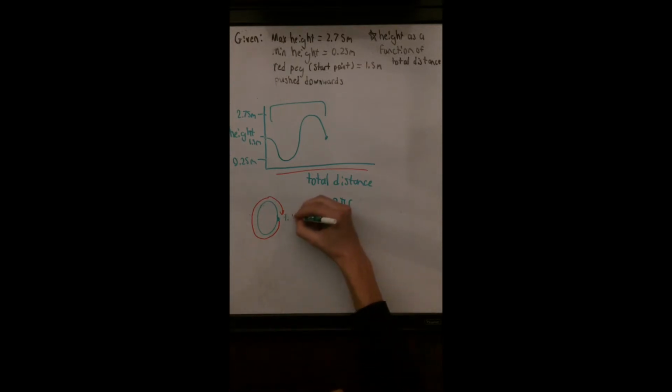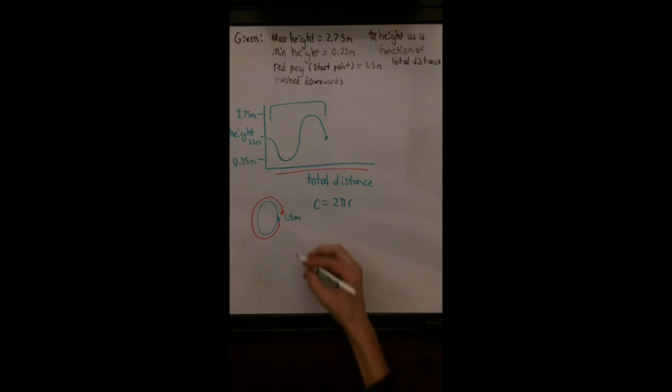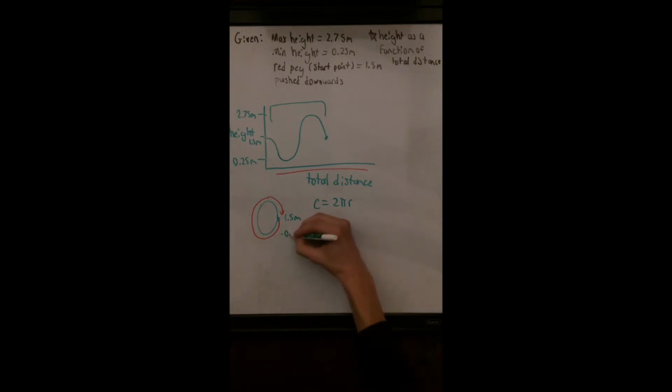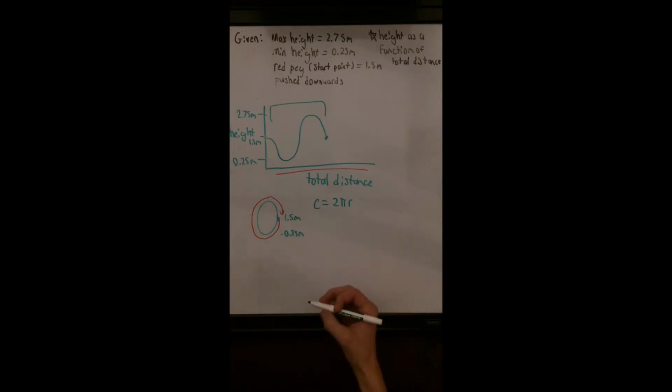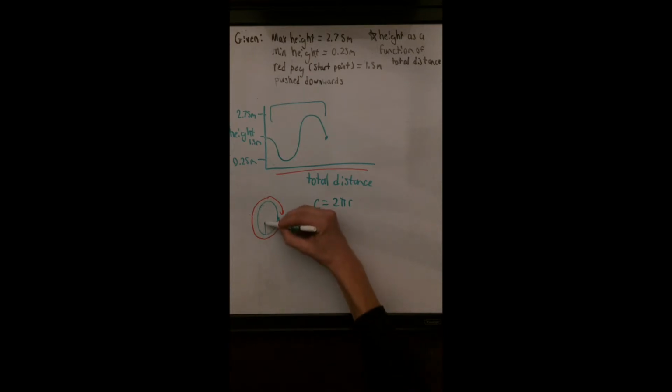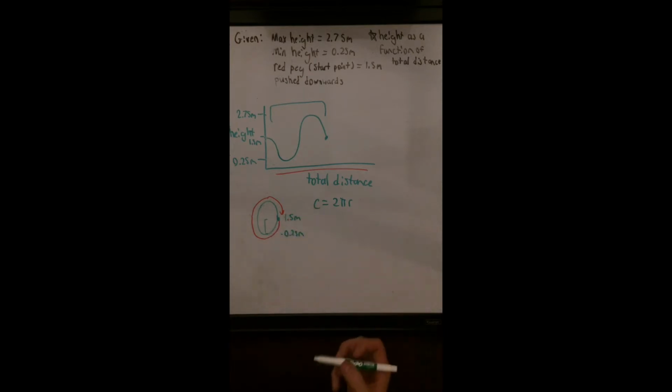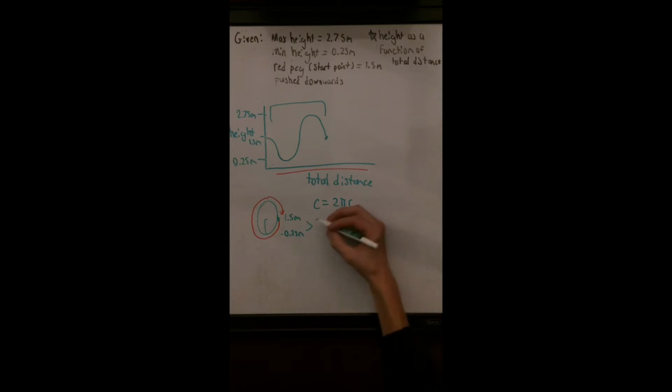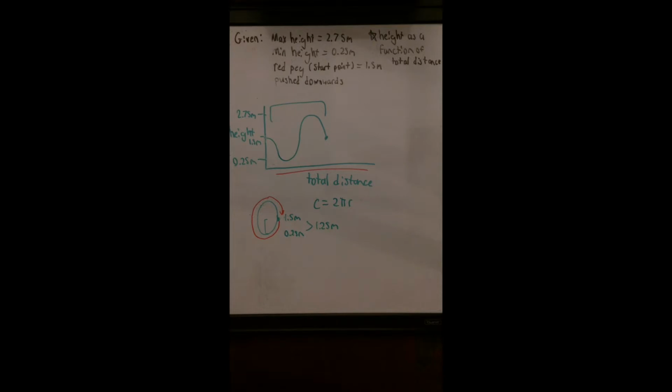We know that this point is 1.5 meters above the ground, and the minimum is 0.25 meters above the ground. This will be the same for the middle of the circle as well, meaning that the difference between the two will also be 1.25 meters, and therefore the radius is 1.25 meters. Then we can plug this in and get that the circumference is going to be 2.5 pi.